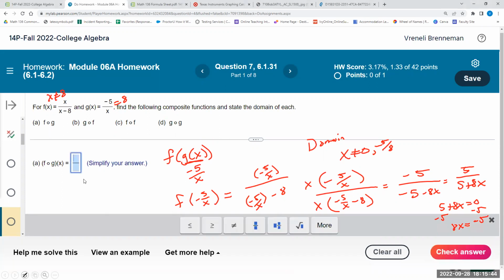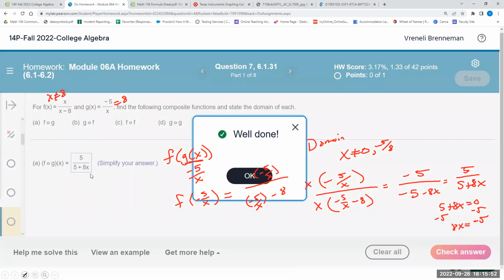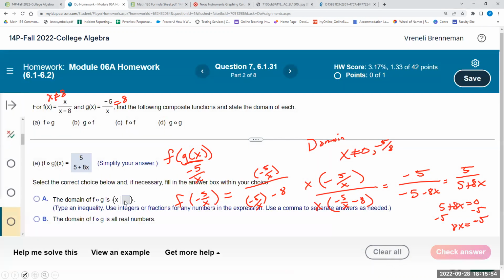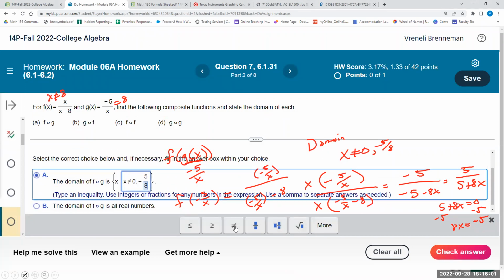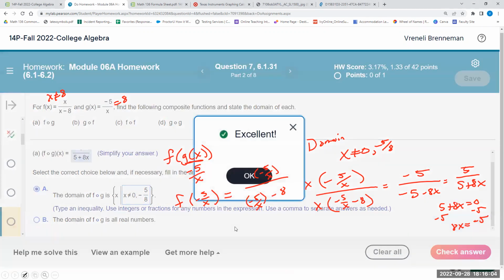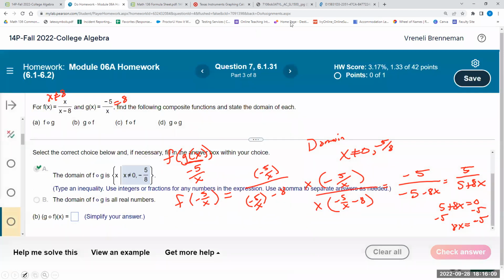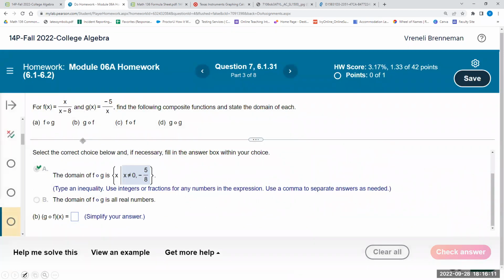So the actual composite function is 5/(5 plus 8x), and then I think it'll ask the domain. Yeah, so the domain is going to be x not equal to 0 and -5/8. So you could do that same process with g of f, switching it around, which is getting plugged into which, f of f, g of g, but it's going to be a similar process on those.